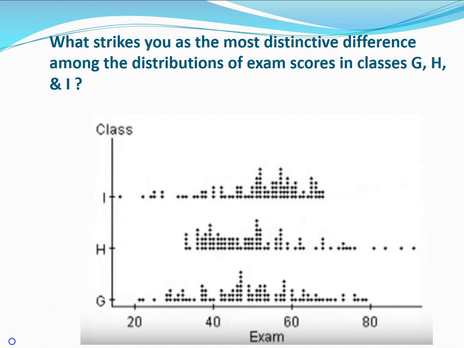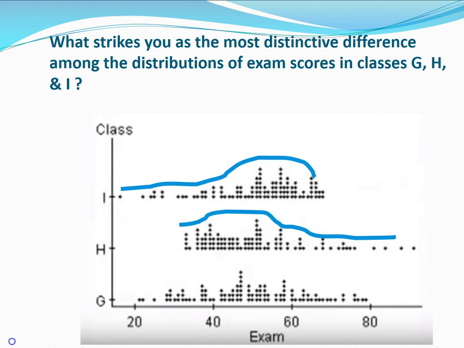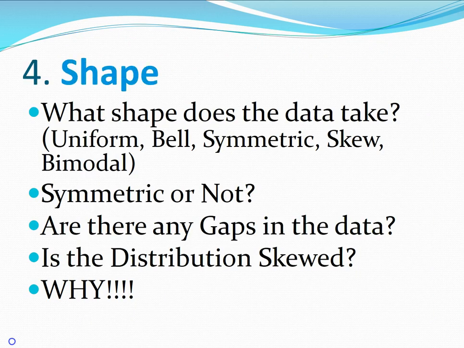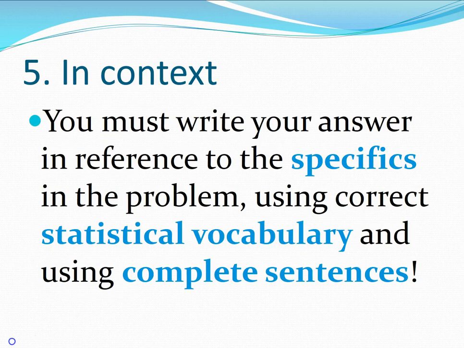And then one last thing: what strikes you about these classes, I, H, and G? This one's a little harder. The centers are a little different, but I'm really noticing that in I, that's the shape. It's skewed to the left, whereas in H, it's skewed to the right, and G is symmetrical or bell-shaped. So we want to talk about the shape. What shape does the data take? Is it symmetric? Is it skewed? Is it bell-shaped? We want to talk about these things. Are there any gaps?